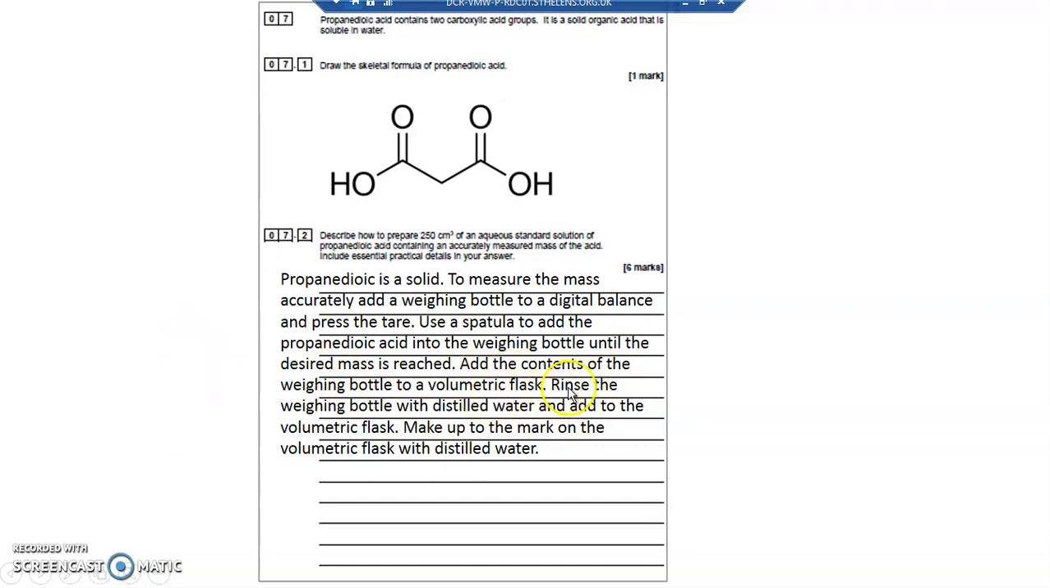And then, importantly, here for a mark, you've got to rinse the weighing bottle with distilled water, because when you tip the solid from the weighing bottle into the volumetric flask, there's bound to be still some remaining. Some of the solid will be stuck to the sides or the bottom of the weighing bottle. So you rinse the weighing bottle with distilled water and pour that into the volumetric flask. Now in the volumetric flask, you've got your solid propane dioic acid and a small amount of rinse water as well. You then make up to the 250 centimeters cubed mark on the volumetric flask by adding further distilled water.